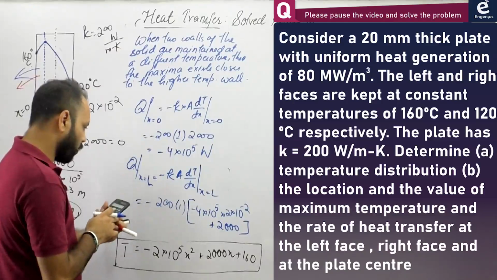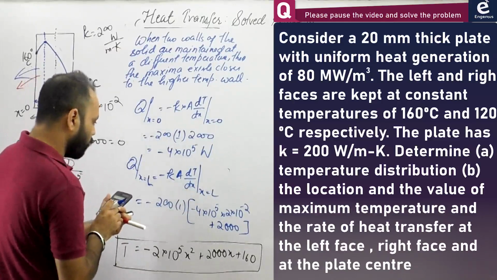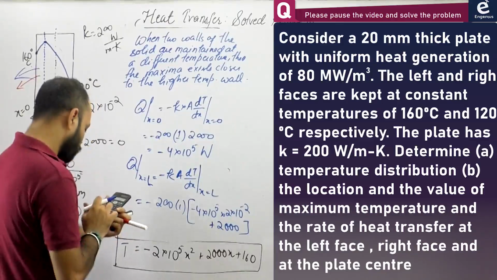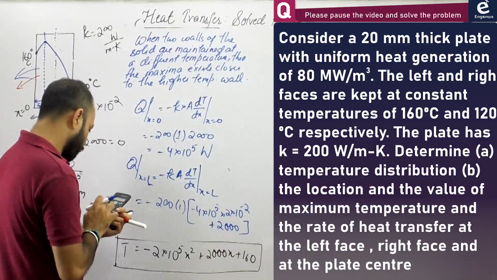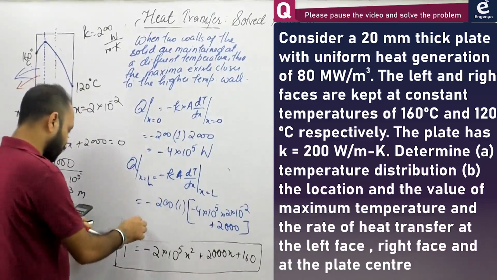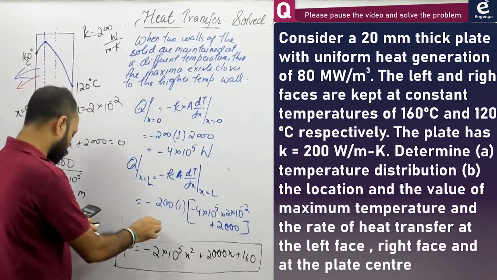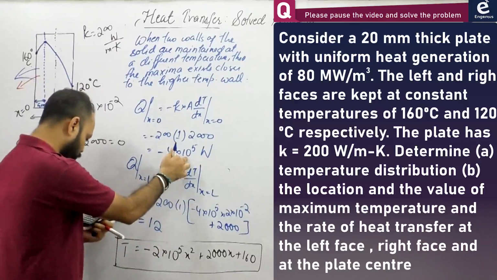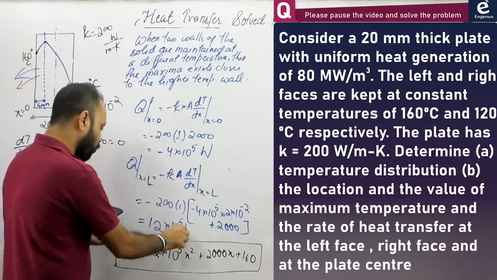This is minus 8 into 10 power 5, so into 10 power 3, so minus 8000. I think I'm correct. Yes, plus 2000, right, and that multiplied by minus 200, right. It is coming out to be, with a positive sign, 1.2 or 12, 1.2. Let's write 12, don't worry. 12 into 10 raised to the power 5, because I'm writing this with respect to 10 raised to the power 5. So this is also 12 into 10 raised to the power 5 watt.